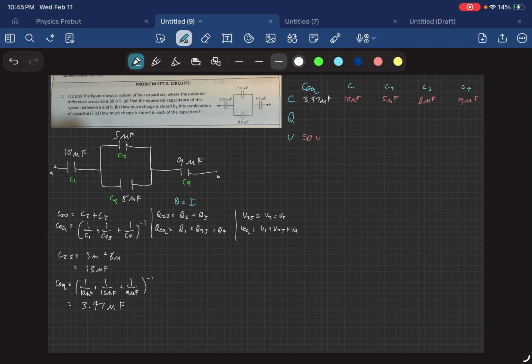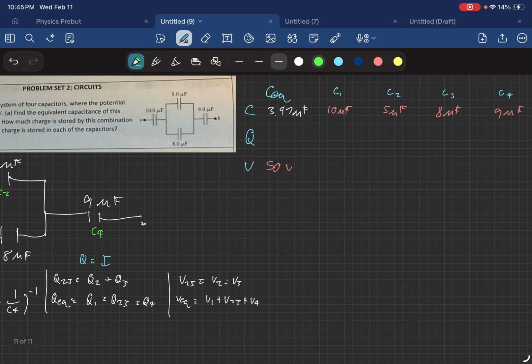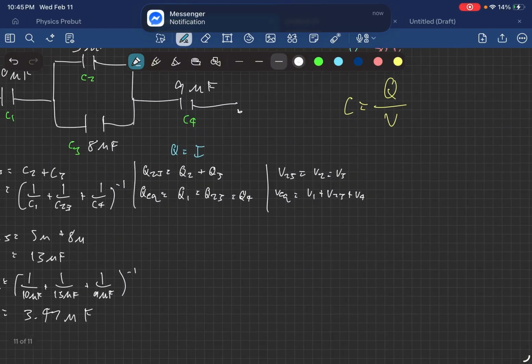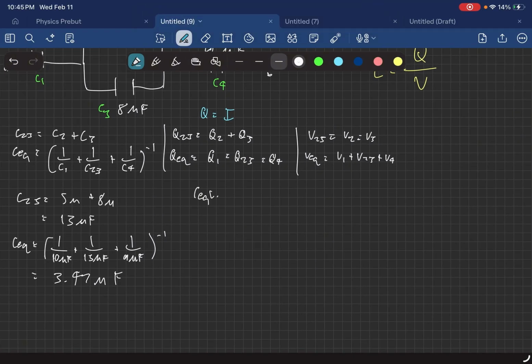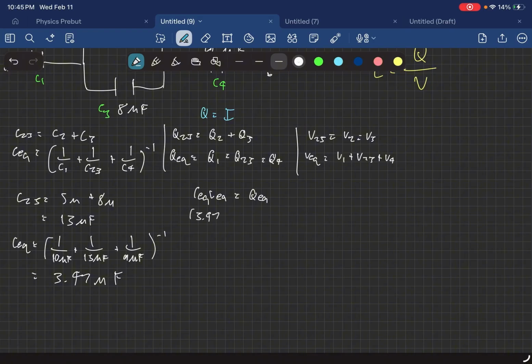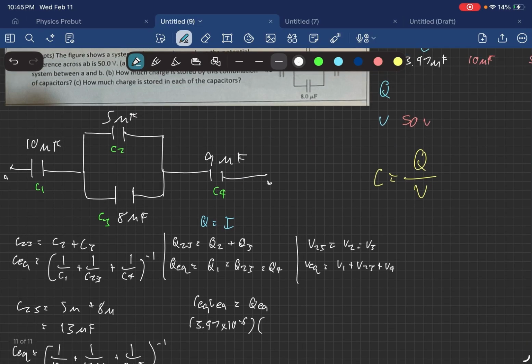Remember, if you watch my other videos, the trick is that if you have two values in a column, you can get the third one for sure. Our formula is capacitance is equal to charge over voltage. So, using our formula, CEQ times VEQ equals our QEQ. And our CEQ, we just solve for that, 3.47. Now we convert it. Remember, the conversion is times 10 raised to -6. Our total voltage is 50.